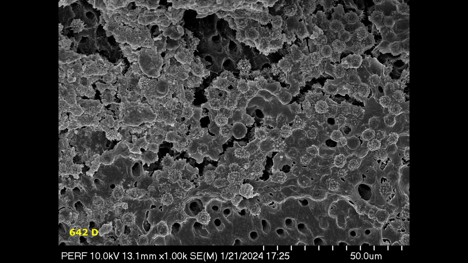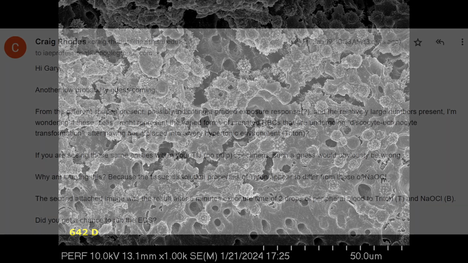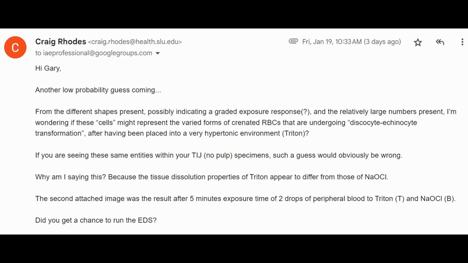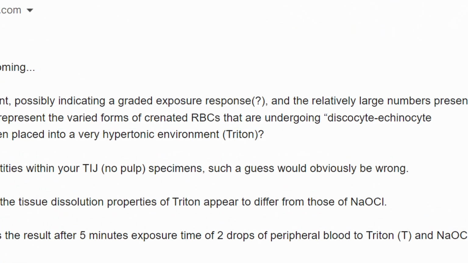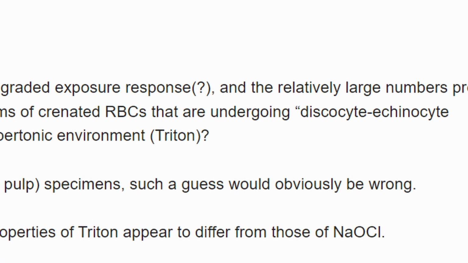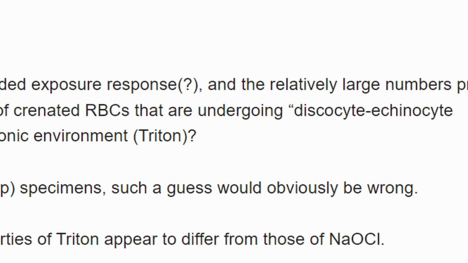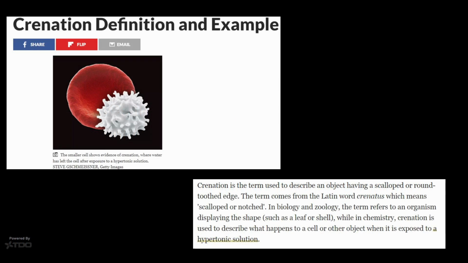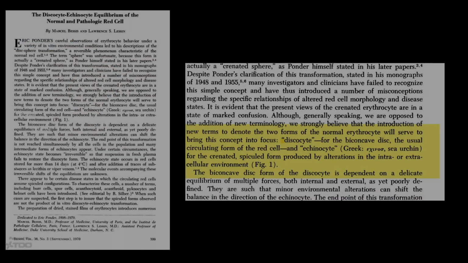When I posted these findings on the IAE site, Craig Rhodes came up and said, well, I wonder if these are undergoing discocyte echinocyte transformation. And I didn't know what that was. I had never heard of it. He referred to them as crenated red blood cells. So we looked it up, and sure enough, crenation is a term used to describe an object having a scalloped or rounded tooth edge to it. And this certainly matches the structures that we were seeing.